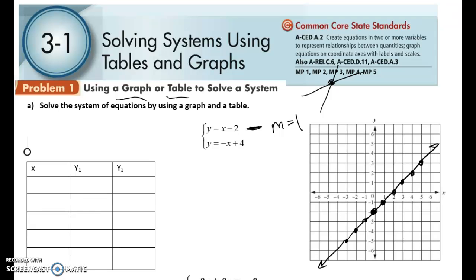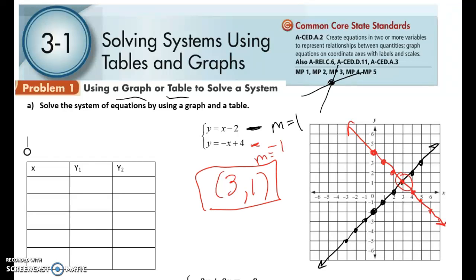Now let's graph the second equation. The second equation has a y-intercept of 4. I'm going to graph this one in red. The y-intercept is 4, and the slope is -1. So that means I'm going to go down 1, right 1, down 1, right 1, down 1, right 1, and continue that pattern. Notice I crossed the other line. Go ahead and connect your dots. The intersection point is the solution of the system, and the coordinates of that point is 3, 1. So that is how you solve by graphing.